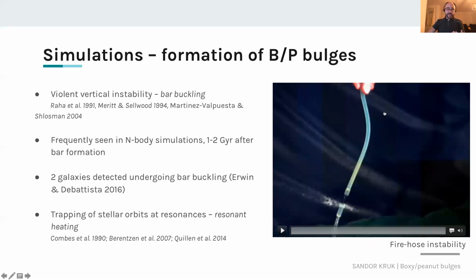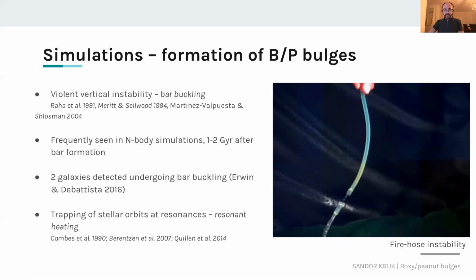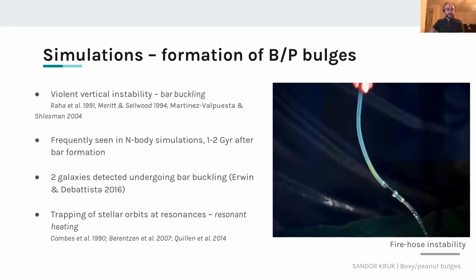This bar buckling is a type of dynamical instability known as the fire hose instability, which causes thin galaxies with a significant random motion to bend in the direction perpendicular to its long axis, like the water running through this hose. There's an alternative scenario which has been proposed, which is a slower process where stars are trapped in vertical motions, and after a long time gives rise to this structure.